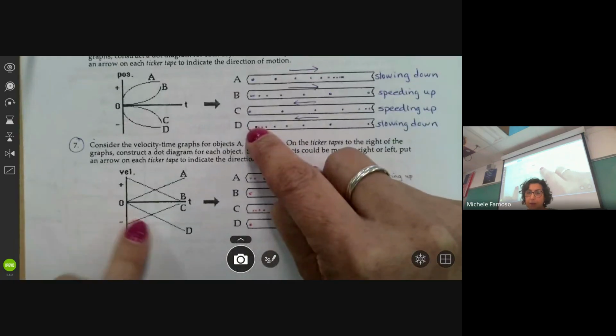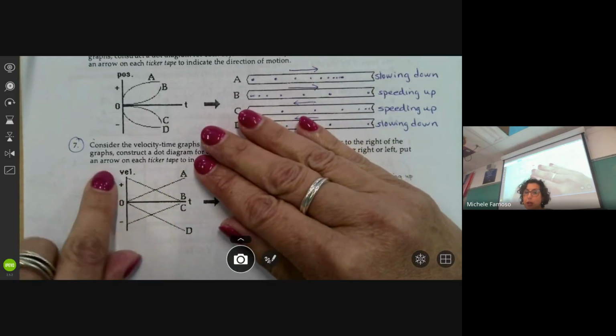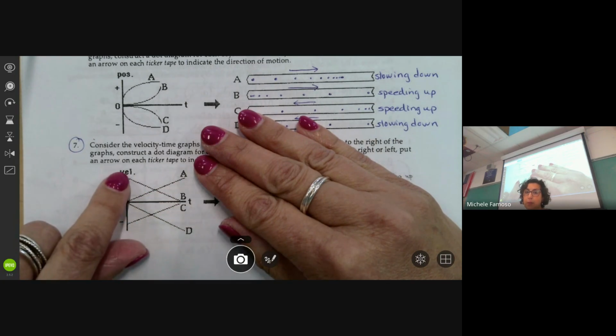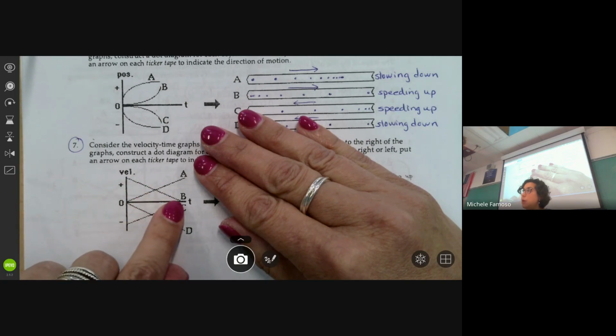Number 7, let's go through the descriptions of motion. A is moving to the right and speeding up. B is going to the right but slowing down. C is going to the left and slowing down. D is going to the left and speeding up.